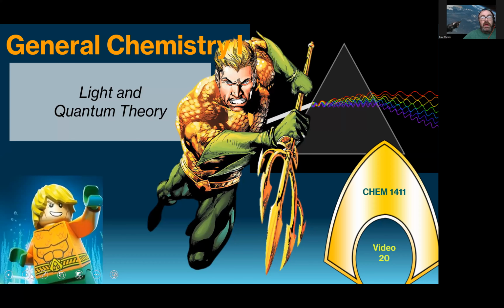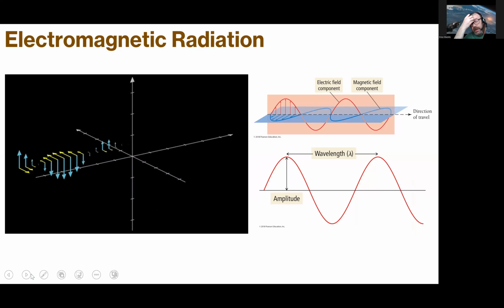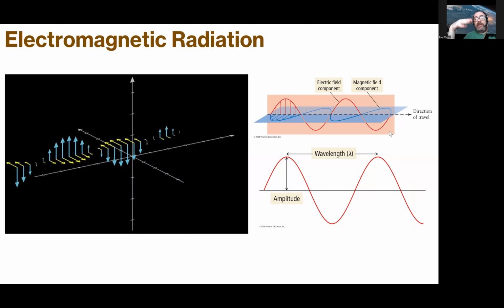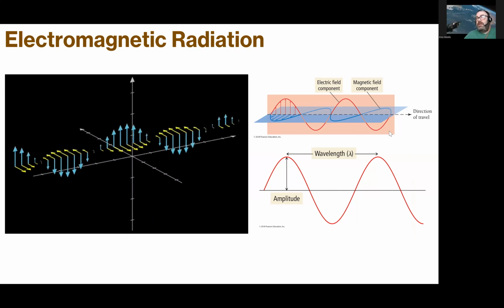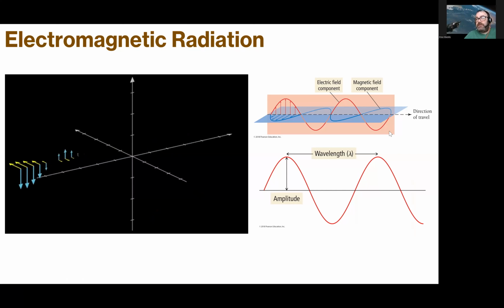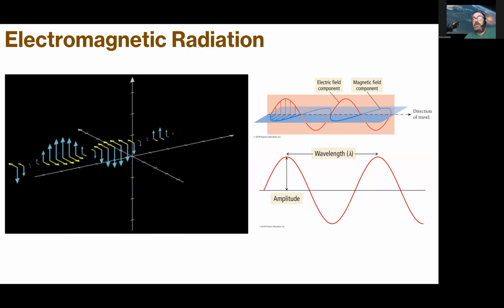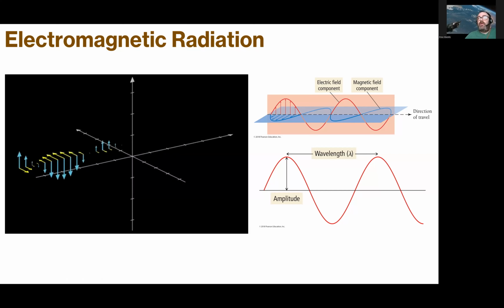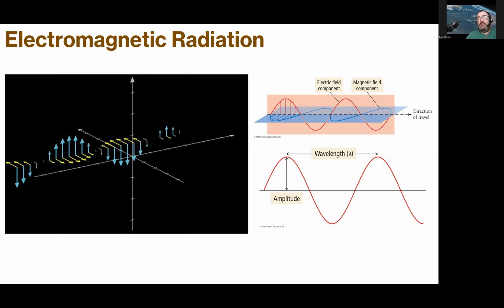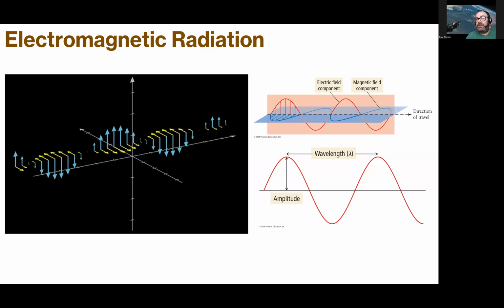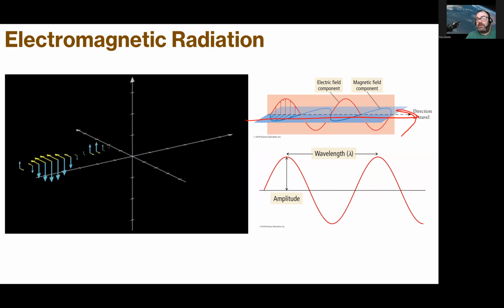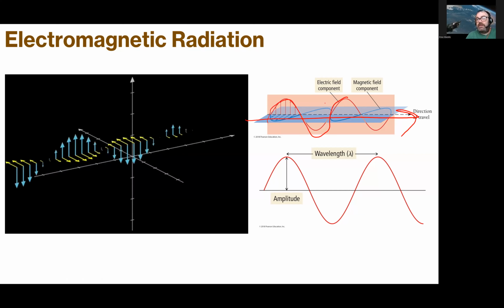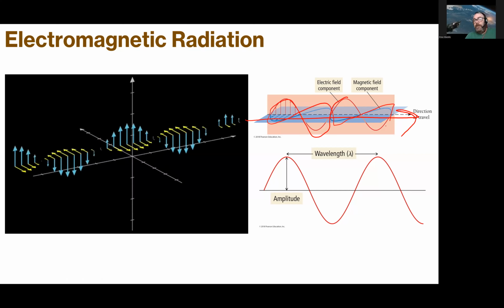Light is essentially electromagnetic radiation. We use those terms interchangeably as we think about stuff. When we talk about electromagnetic radiation, there are two components: an electric field component and a magnetic field component, and they run as waves perpendicular to each other. You can see that here: the electric field goes this way, the magnetic field is this way.